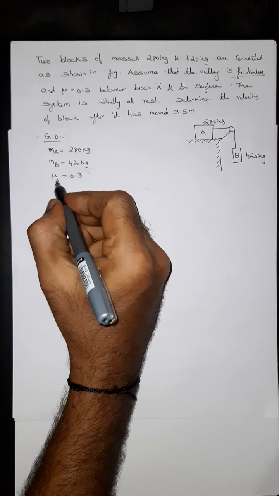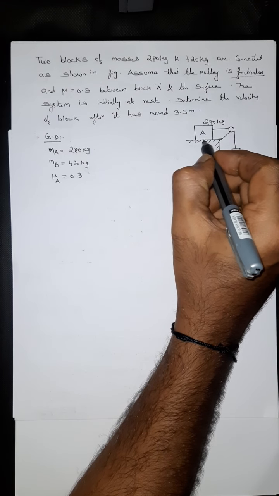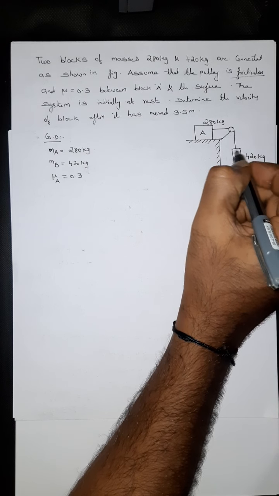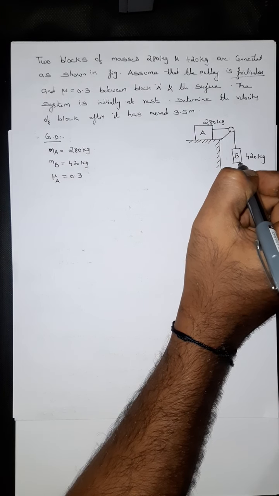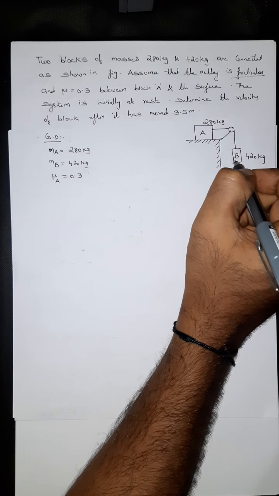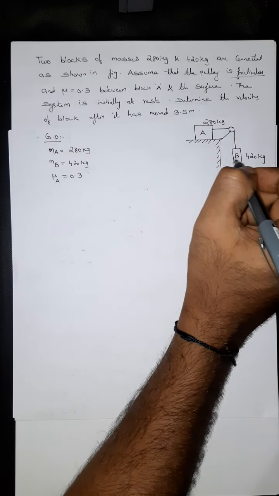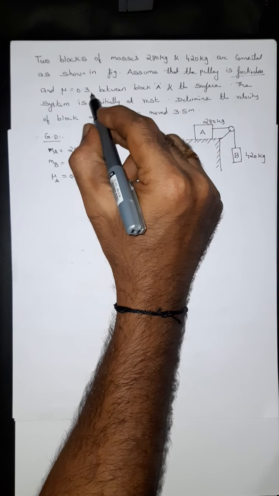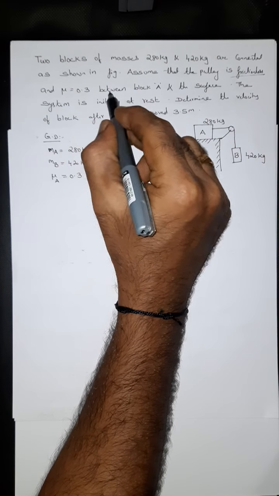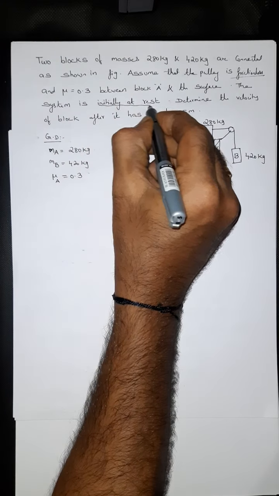I can denote this as mu A because only the block A alone is in contact with the surface, whereas B is not in contact with the surface. If the body doesn't contact any other surface, then there won't be any reaction and there won't be any frictional force, right? Mu is 0.3 between block A and the surface, the system is initially at rest.